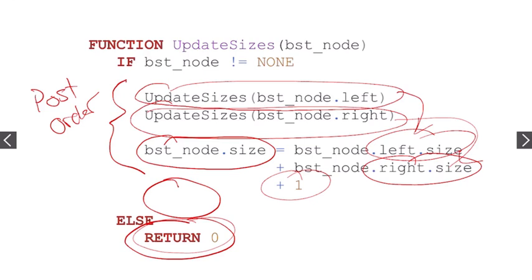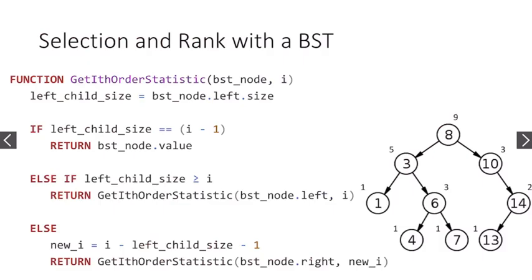Okay, so let's get back to the selection problem. With our new size of each node, here's an algorithm for getting the ith order statistic. And I'd like you to pause this and just read through this code for a few moments. Okay, so let's step through this with an example. For example, let's say we're going to look for, I don't know, the 4th order statistic.